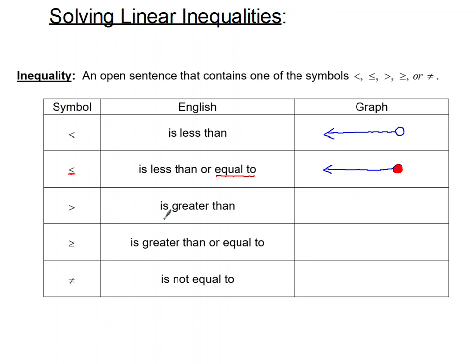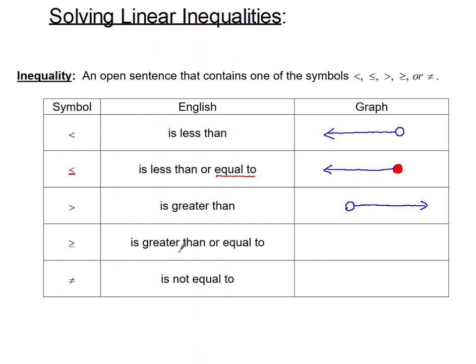Let's look at our next symbol. This symbol means is greater than. When we're graphing things that are greater than, we would be going to the right, so we will shade to the right. Because it's just greater than, though, it's still going to be an open circle. We don't get to include that point.